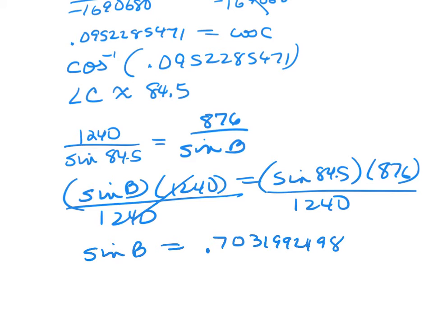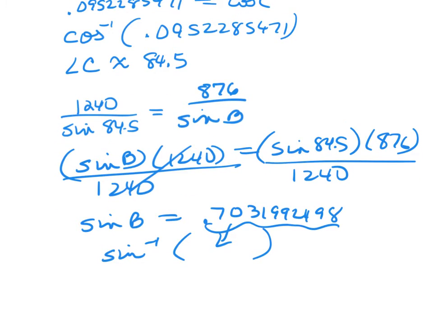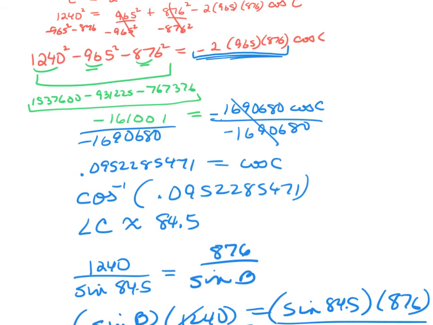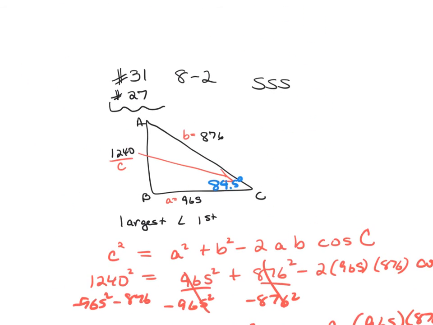Again, I'm looking for angle B. So I'm going to do sine -1. I'm going to put this decimal in there. So sine -1, second answer. And my measure for angle B is 44.68. So I'm going to make it 44.7 degrees. Let me go back up. 44.7.